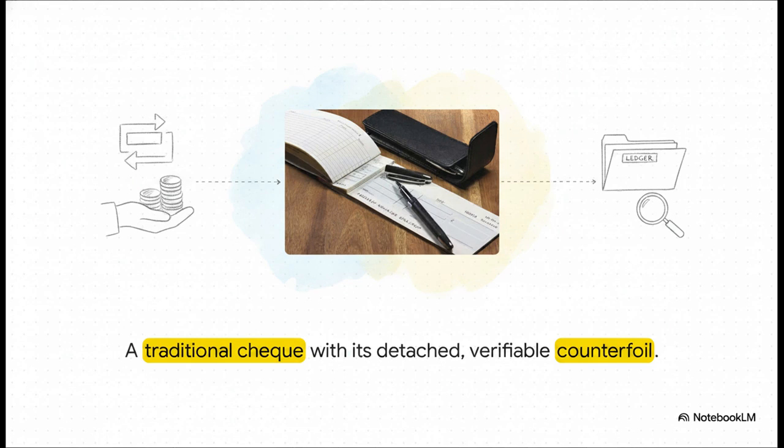But that little perforated piece left behind in your checkbook, that's the counterfoil. For the person actually paying, that tiny little stub is the ultimate source document. It proves they wrote the check, and it's what they use to record the payment in their own accounting ledgers.